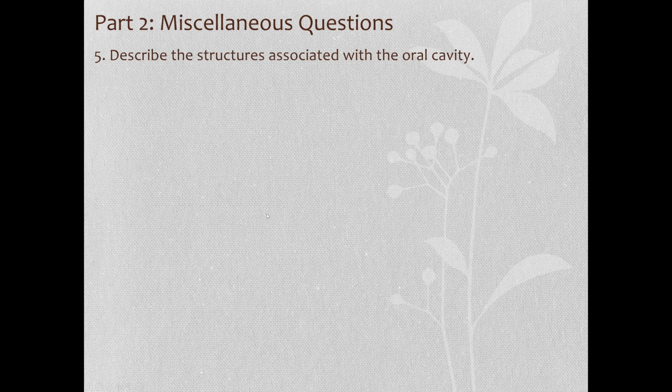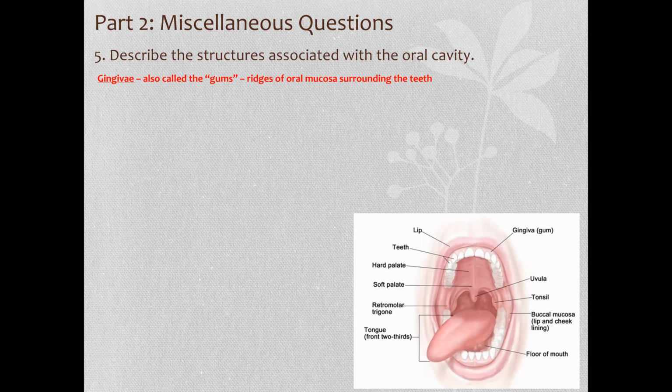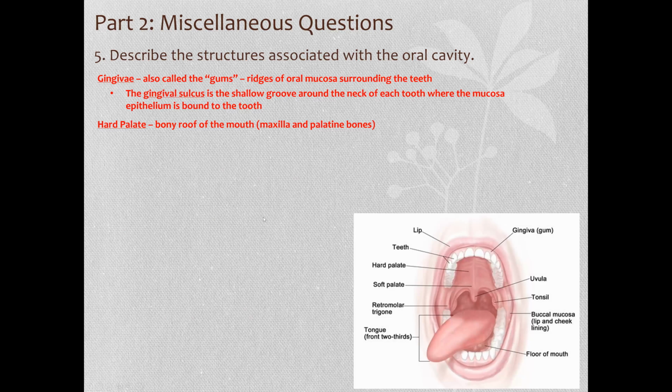And the last question, number 5, describe the structures associated with the oral cavity. So the gingivae, also called the gums, are the ridges of oral mucosa that surround the teeth. And the gingival sulcus is that shallow groove around the neck of each tooth where the mucosa epithelium is actually bound to the tooth.